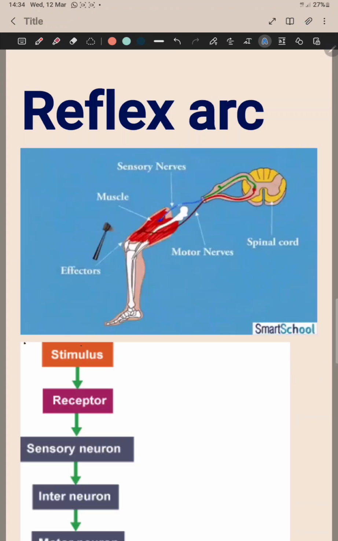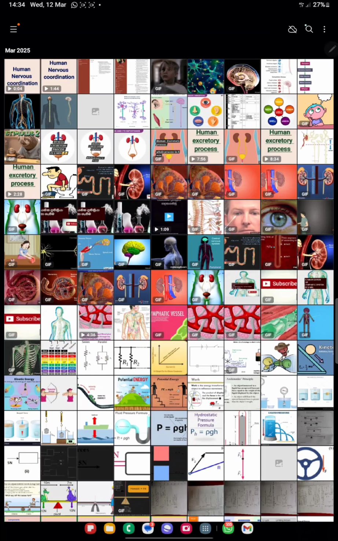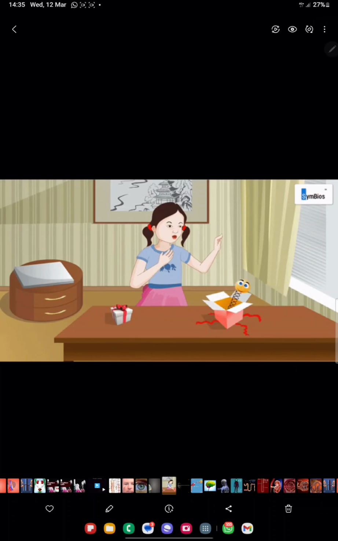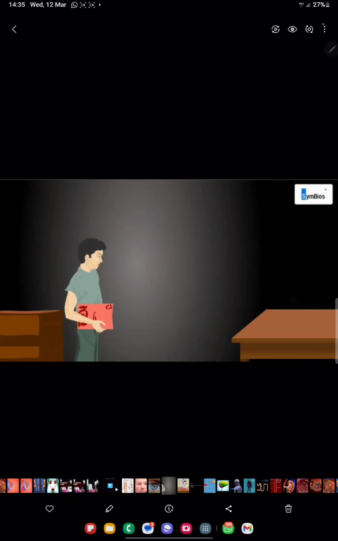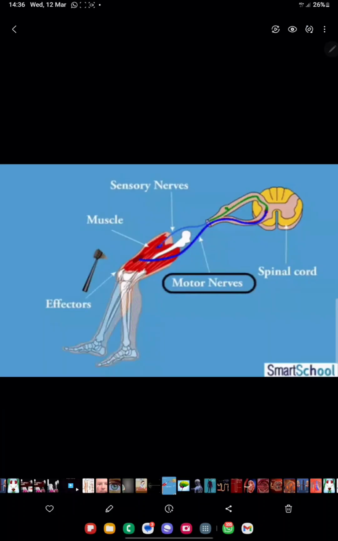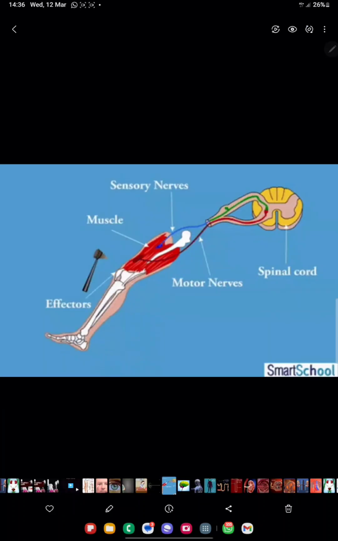Then let's move on to the functional unit of the nervous system. It is called the reflex arc. You might have experiences like this in your day-to-day life. Those are called reflex actions. A reflex action is a sudden involuntary response to a particular stimulus.